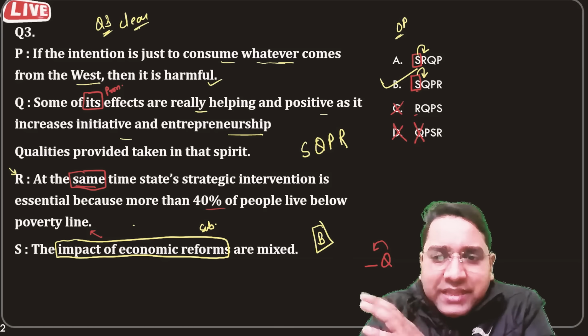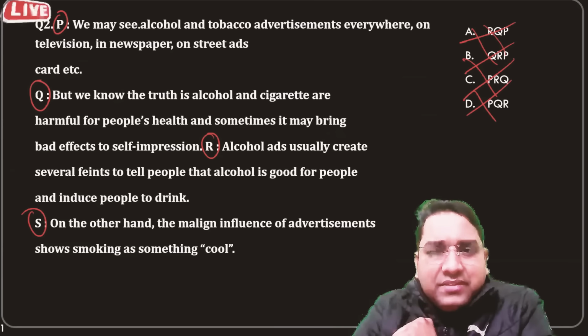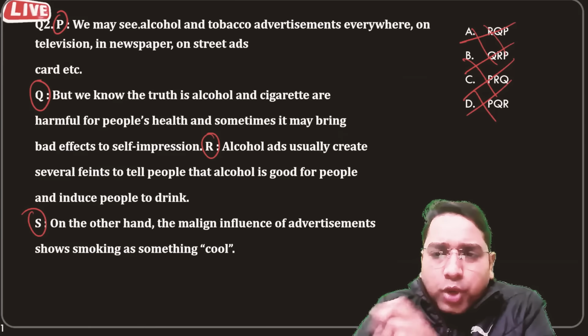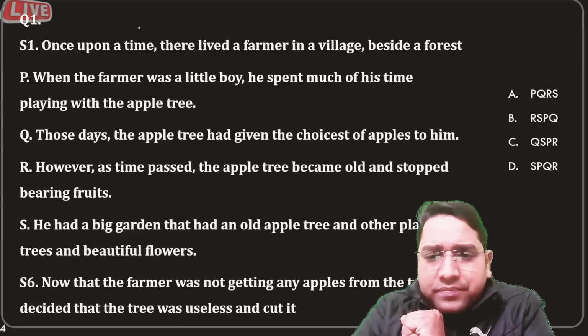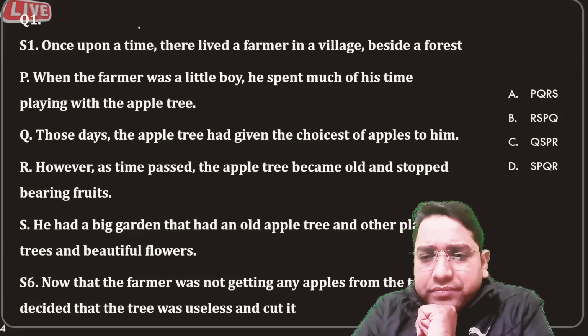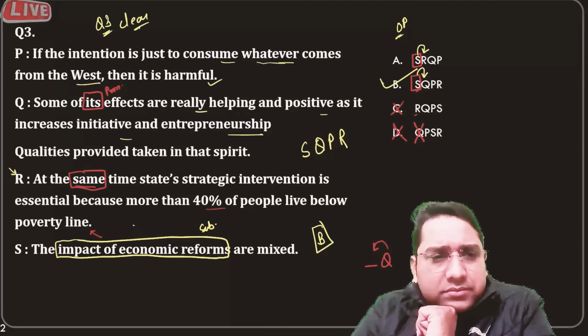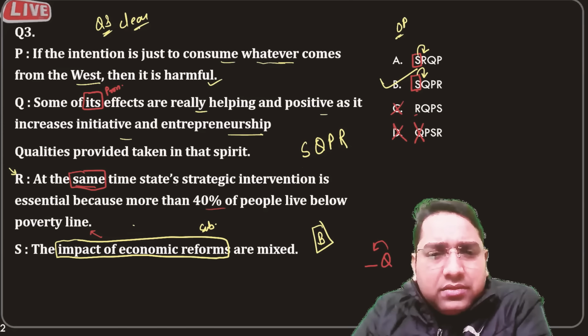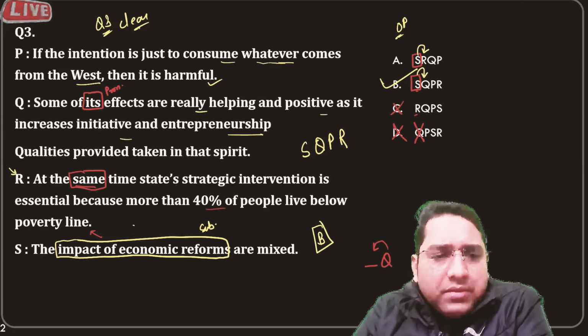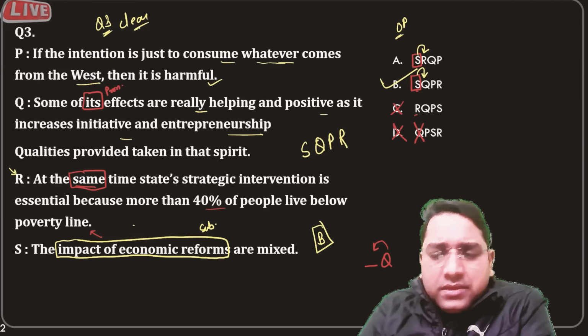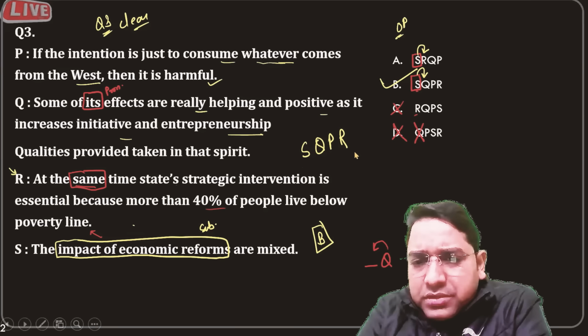I hope you are enjoying these questions. Here, in question number 2, options are not given correctly. I have to check it. SQPR. No, not RP. I hope it is clear. Any confusion?